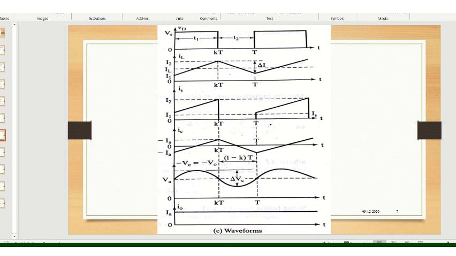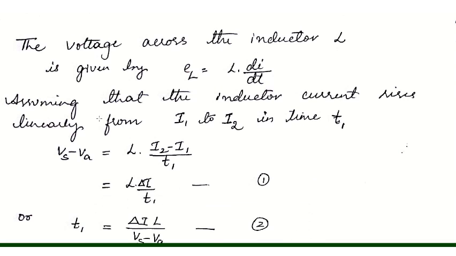Accordingly, for the mathematical expression, let us understand the voltage across the inductor L, which is given by EL equals L into di by dt. We know about this. Assuming that the inductor current rises linearly from I1 to I2 in time duration T1, we can write it as Vs minus Va, where Vs is your input voltage and Va is the output voltage. The difference is nothing but the value when the inductor current is rising from I1 to I2, which is given by L into (I2 minus I1) by T1, which we can write as L into delta I by T1. We will take it as equation number 1.